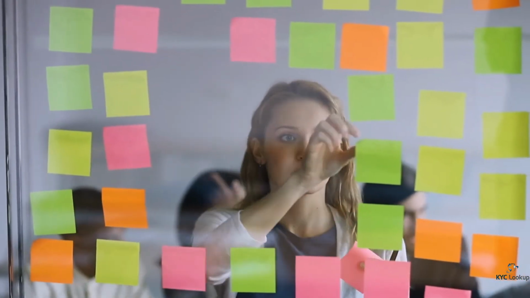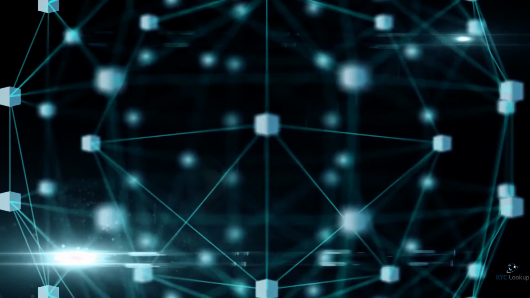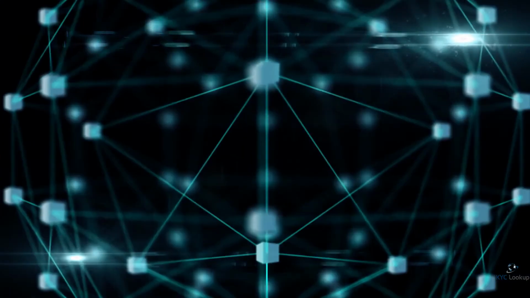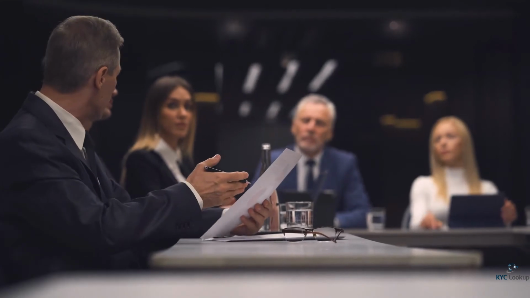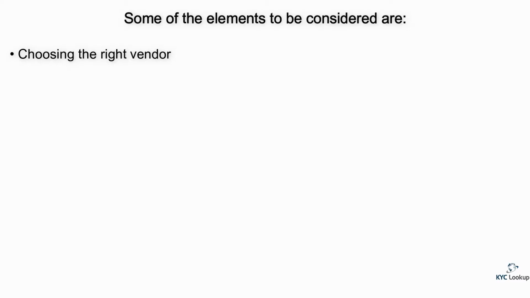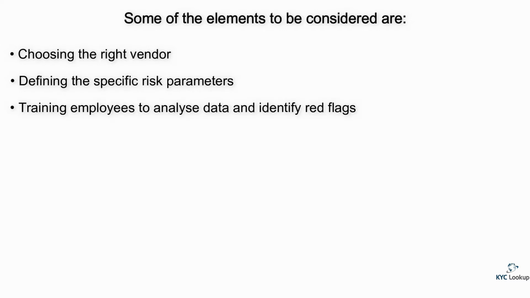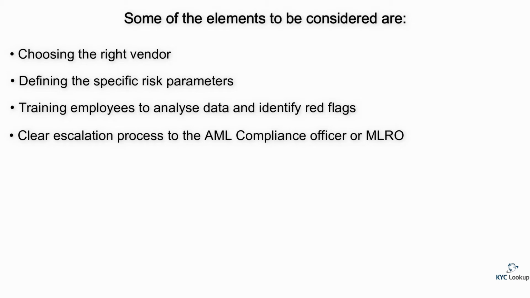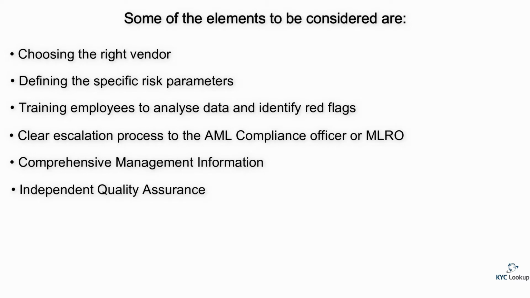As with any new process being implemented, it requires a number of elements to be considered in order for it to work effectively, and most importantly, to fulfill the regulatory requirement and meet the business need. Some of the elements to be considered are choosing the right vendor, defining the specific risk parameters, training employees to analyse data and identify red flags, a clear escalation process to the AML compliance officer or MLRO, comprehensive management information, independent quality assurance, and ongoing maintenance of the system.